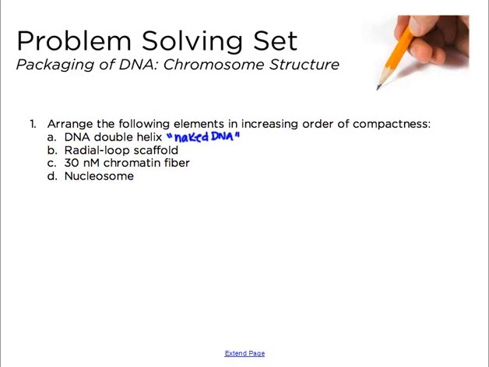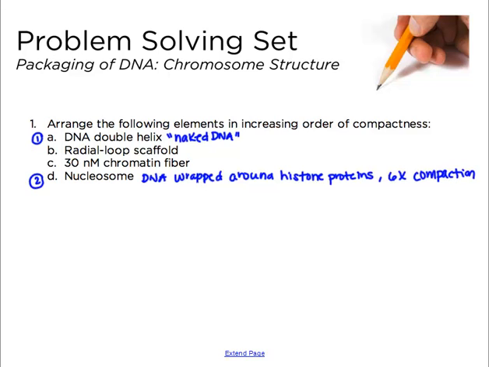So remember that DNA, when it's just in the double helix form, isn't compact at all into chromosomes. So we're going to write this as number 1, because they're asking for increasing order of compactness. The second one would be the nucleosome. Now the nucleosome is DNA that's wrapped around the histone proteins. And a nucleosome represents about a 6 times compaction. So this is the second level of compaction.